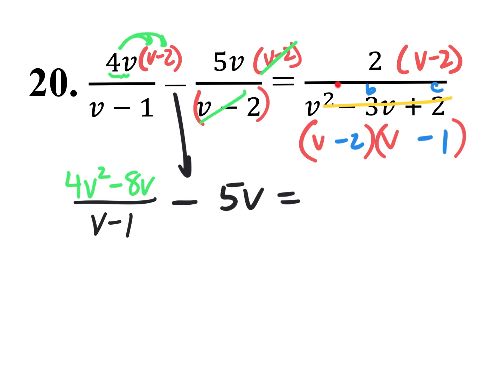Now over here, something nice happens also. I'm not going to distribute the 2. Why not? Because I actually have a v minus 2 down here and that v minus 2 up there.